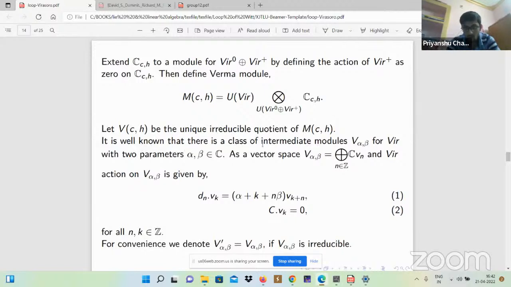Now we give a classification theorem due to Kaiming Zhao and other authors. Before that, we give some construction.